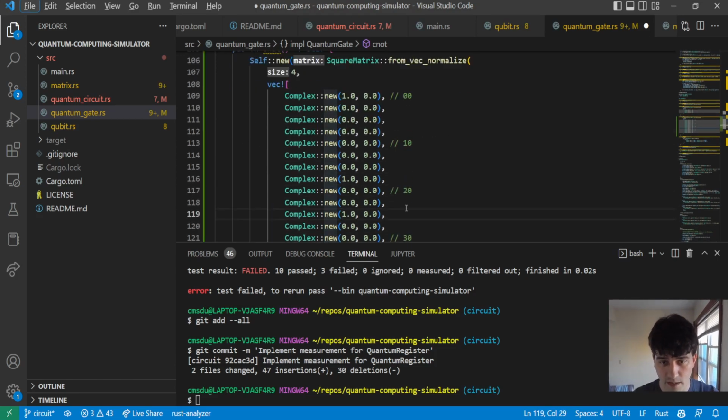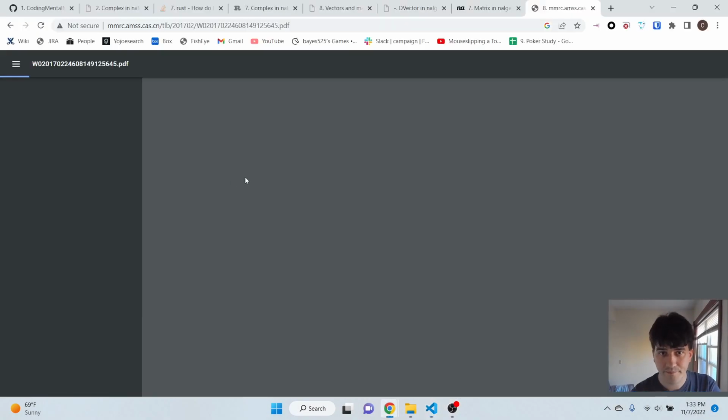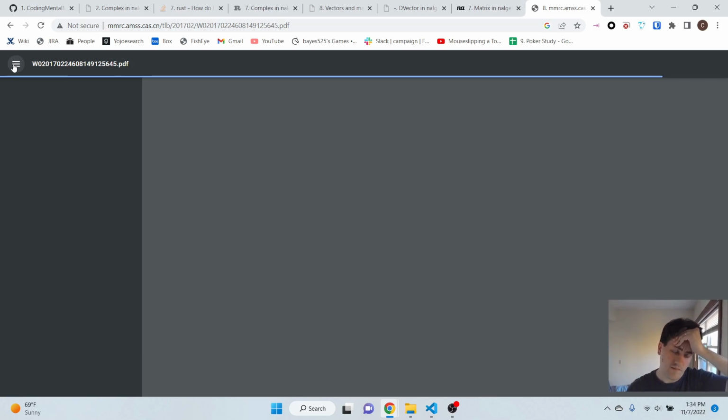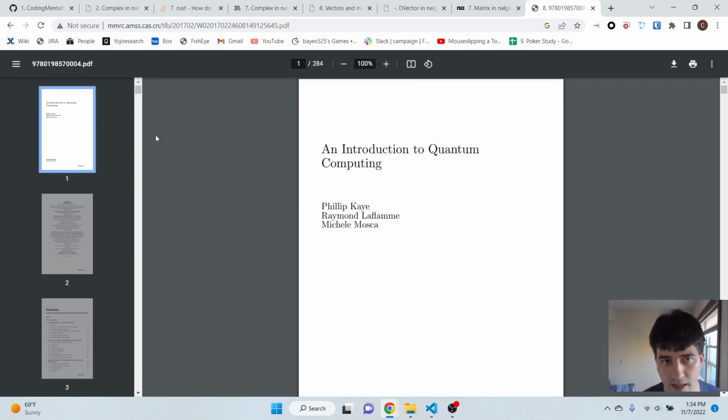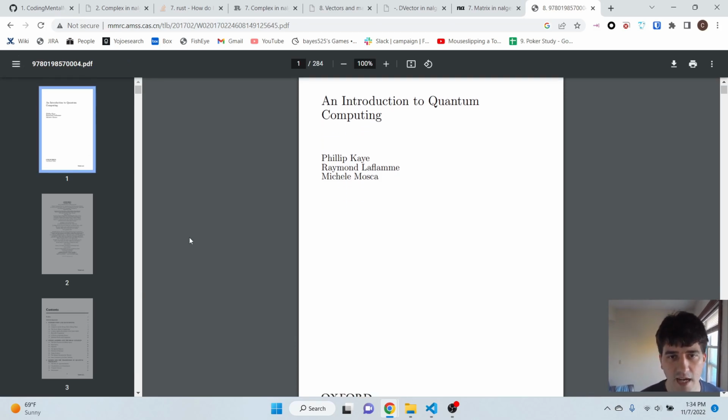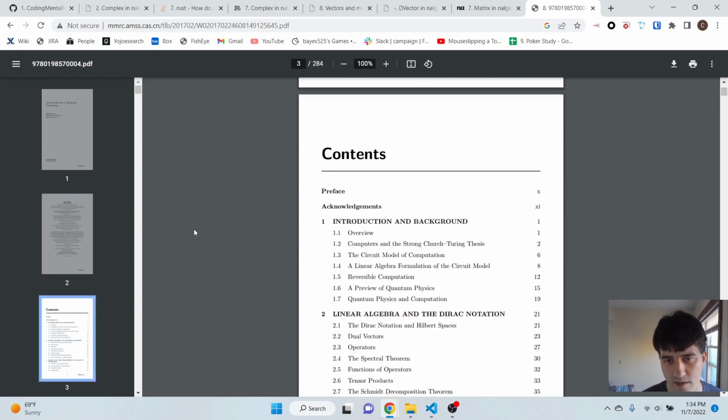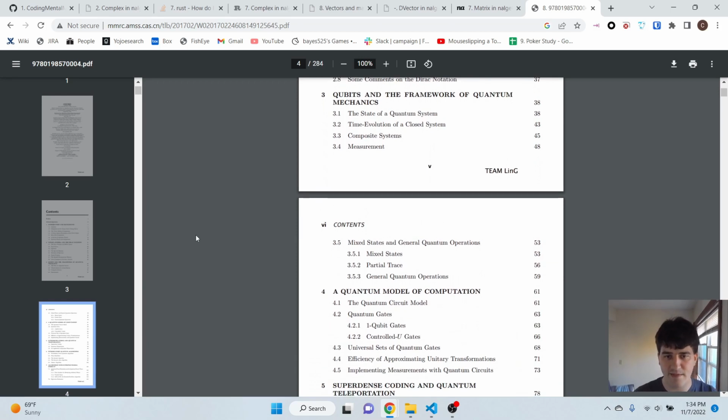So let's compare this to the book. And see what we have. Switch the view. The PDF. Yeah, because the neat thing, and I guess this is true of regular circuits also, but I never really thought about it in this light, is that it's so convenient to represent quantum gates as matrices.